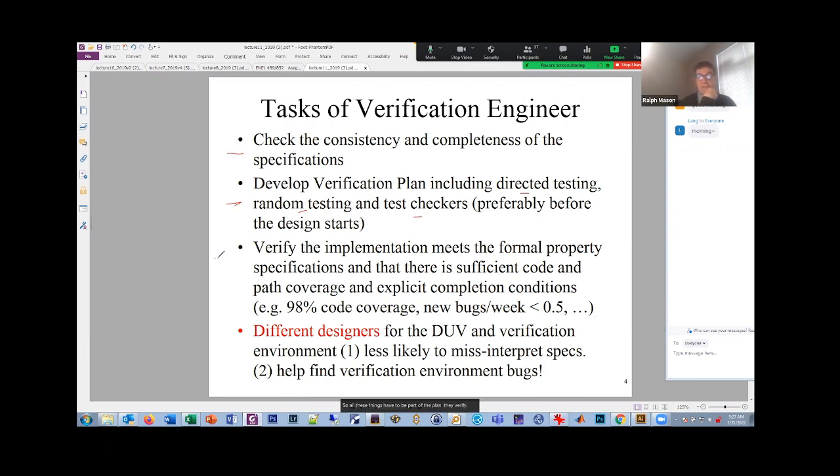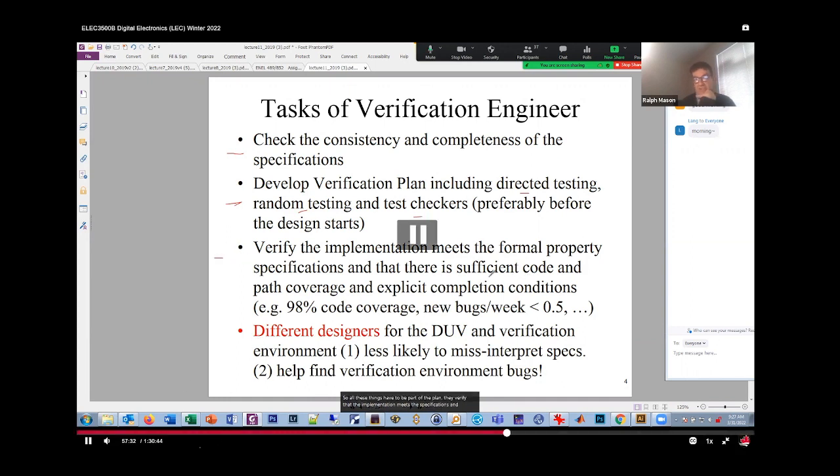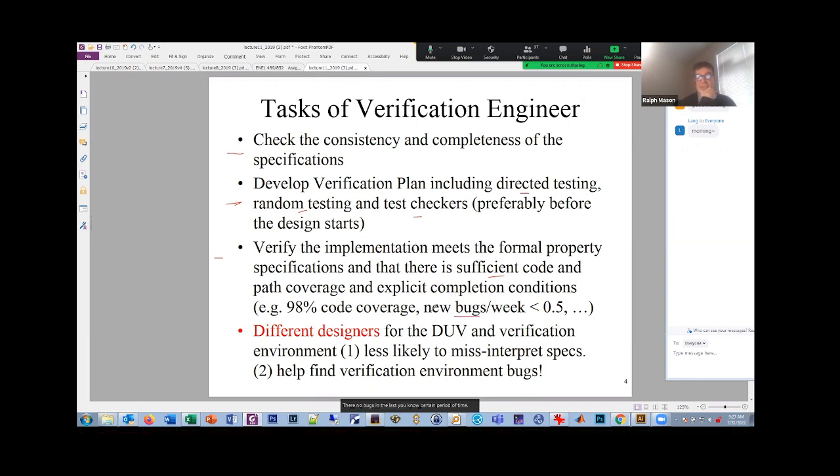They verify that the implementation meets the specifications. Things like, does it have sufficient code coverage? Are there no bugs in the last certain period of time? It's impossible to verify that you have 100% coverage, but usually there's some metrics of what the code coverage is, how many bugs are found in a certain period of time. But anyway, they verify the design.